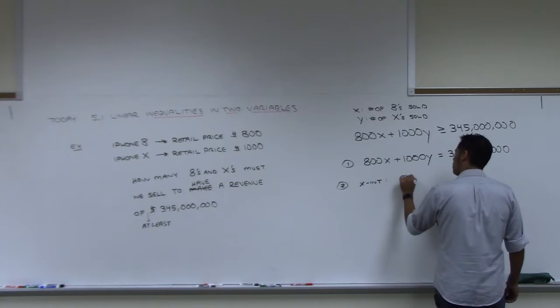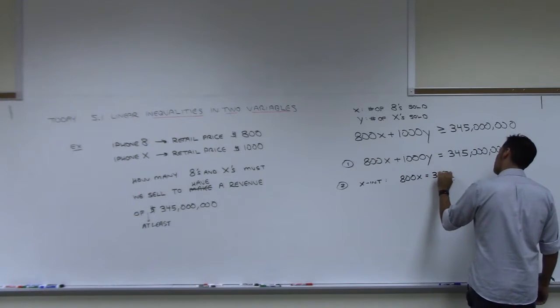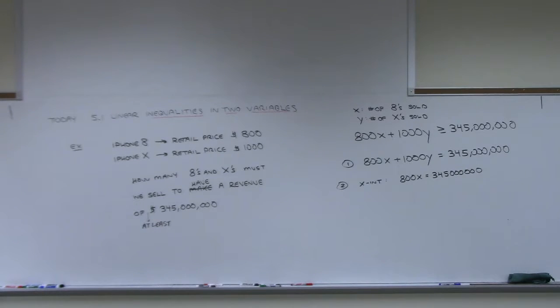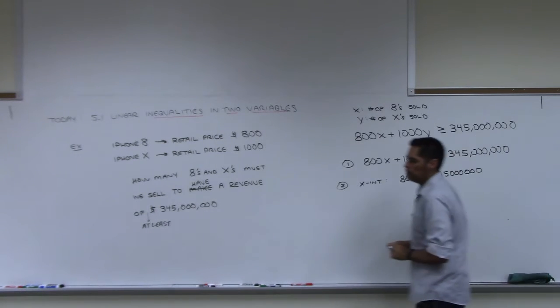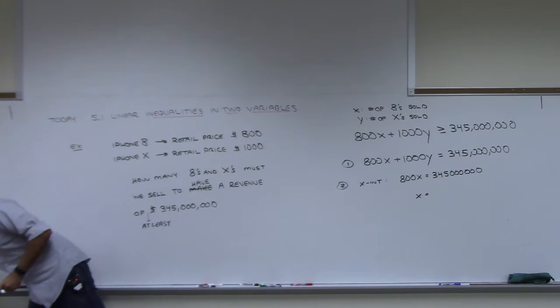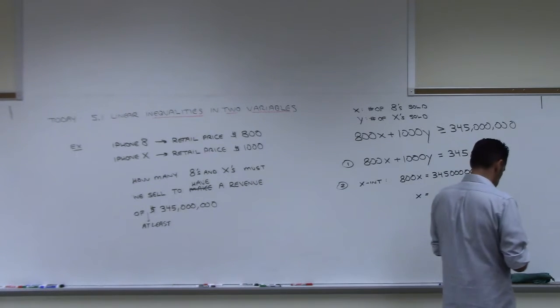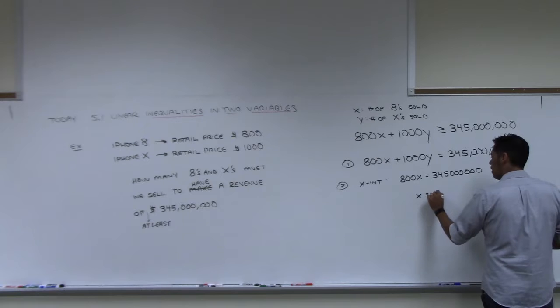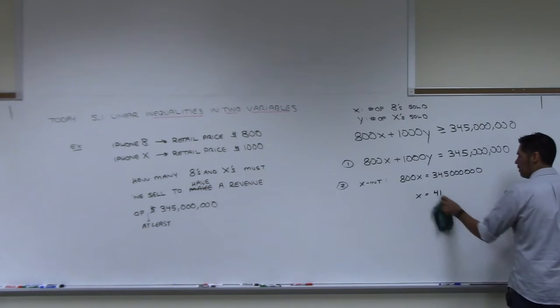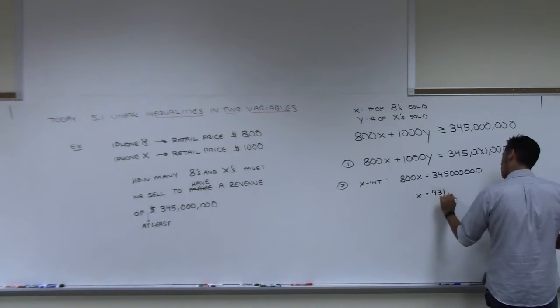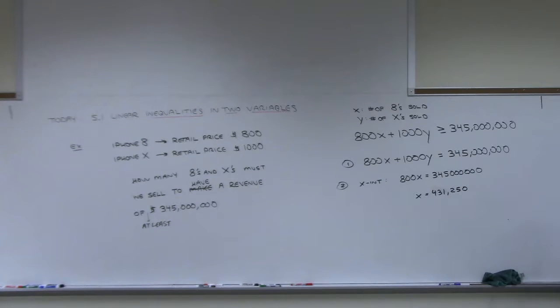Set Y to 0. I get 800X. I'm going to need somebody with a calculator. 345 million. Make sure you get your zeros in there. Divide through. Tell me what you get. What did you say? 400? 431,000. $250. Okay. Anyone else get that?